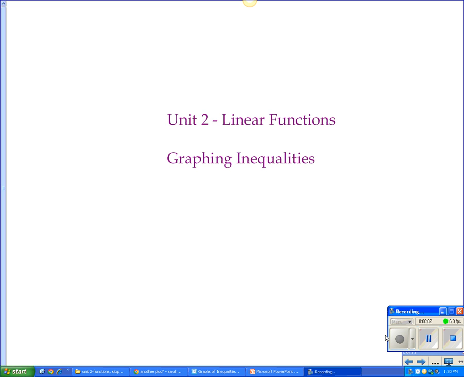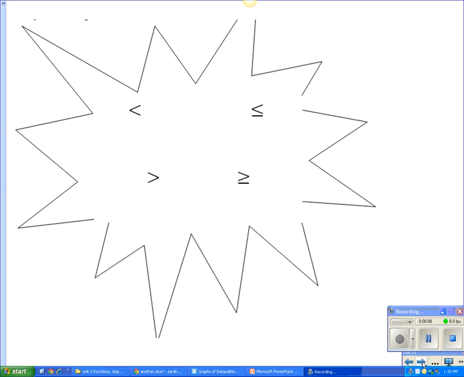Okay, so today we're doing graphing inequalities. The first thing I want you to do at the top of your paper is write that inequalities are these symbols that I have on the board. That's what inequality means.